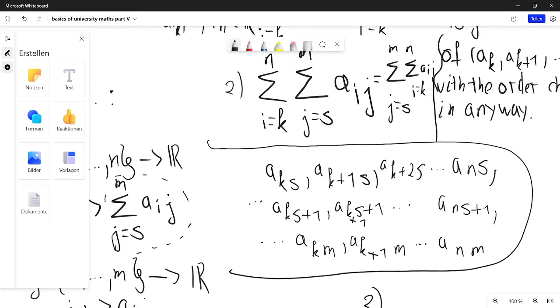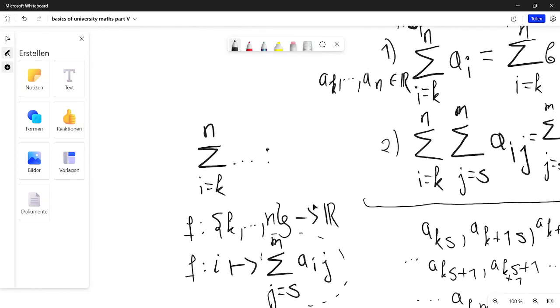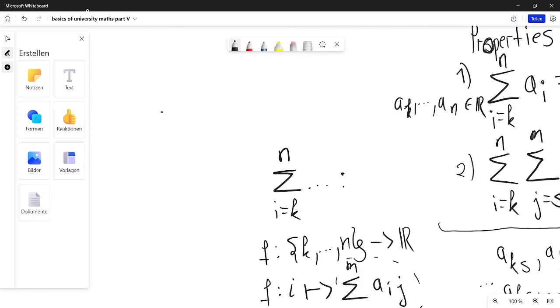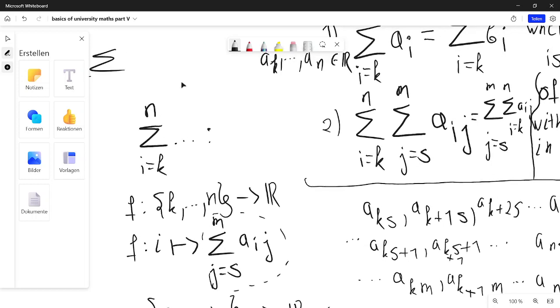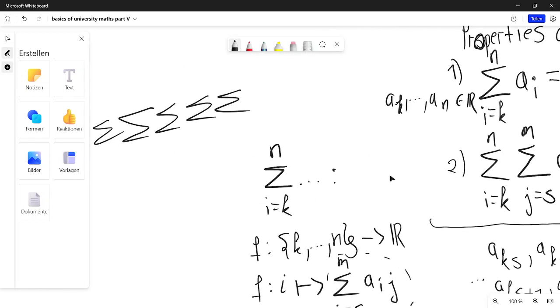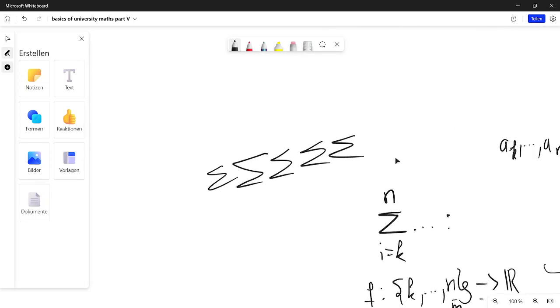And of course, something like that is also possible with some indices and so on. So don't think that double sums are the only thing. It can go on forever. Well, not forever, but I mean for a finite number of sums. Maybe even for an infinite number of sums, but I haven't seen anyone who really writes that.